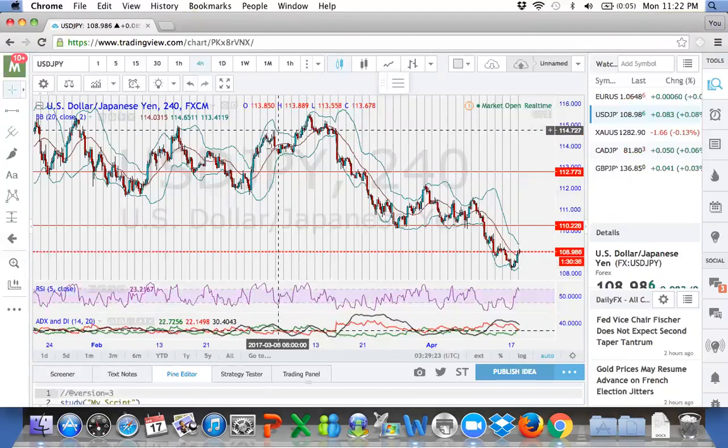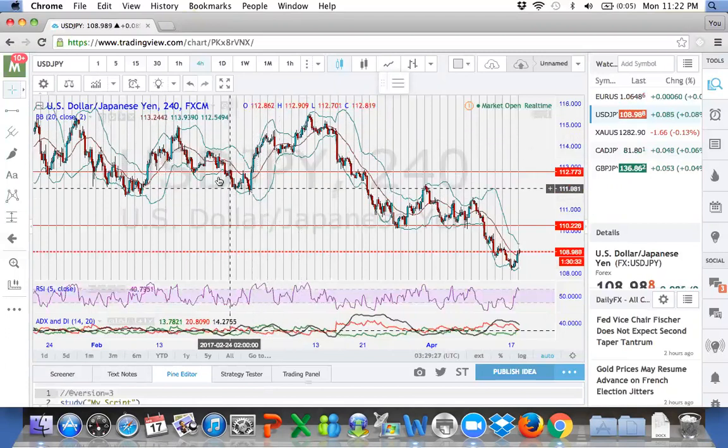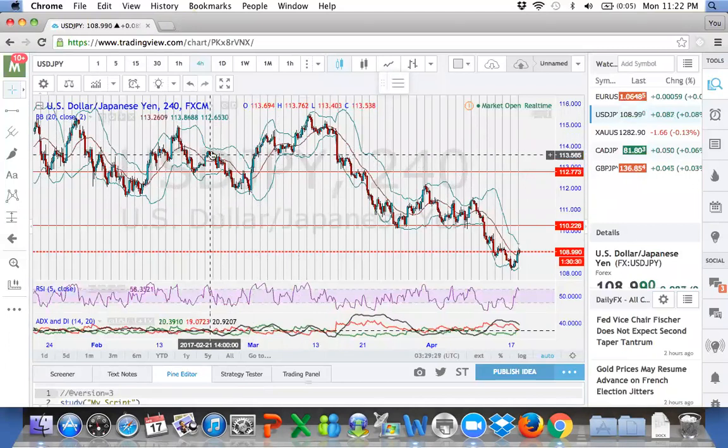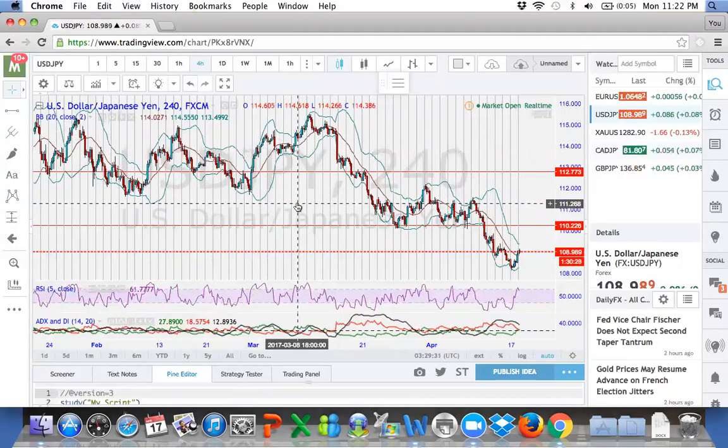Okay, so I forgot about the Bollinger Bands indicator for the guys that weren't on the last webinar. Bollinger Bands, these are my Bollinger Bands. I just use the standard settings: right click, add indicator, Bollinger Bands, boom.